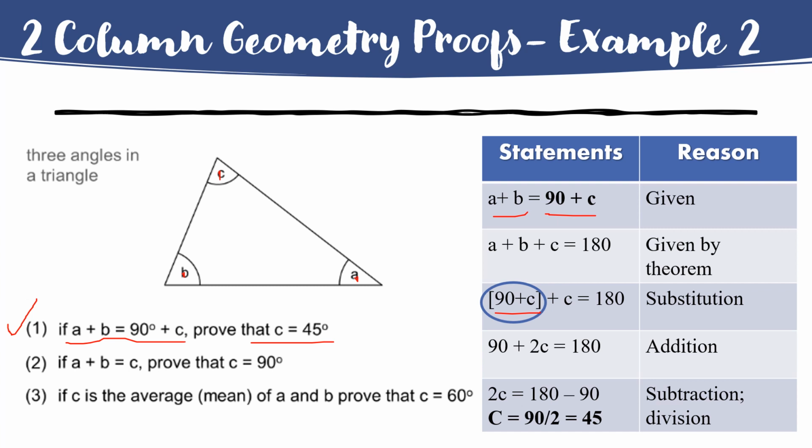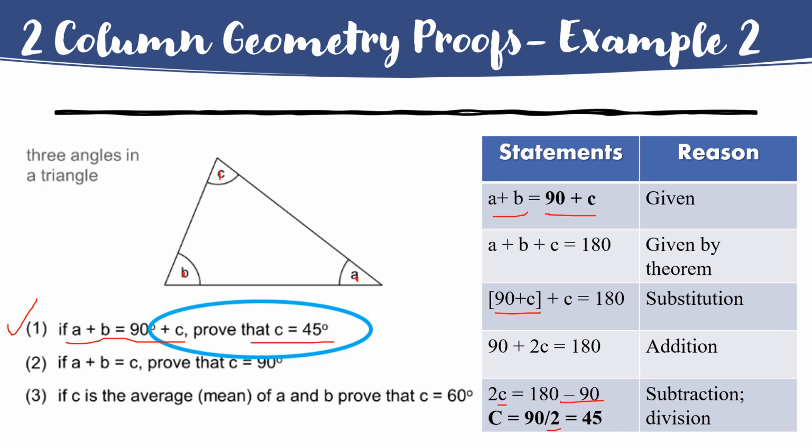And then we do addition, and we end up with 90 plus 2C equals 180. And then we're going to just work our math magic, and we're going to get the C on the side all by itself. And to do that, we have to first subtract the 90, and then we divide by 2, and we get that C equals 45 degrees. We have answered and proven that C equals 45. And that's the answer to this example.